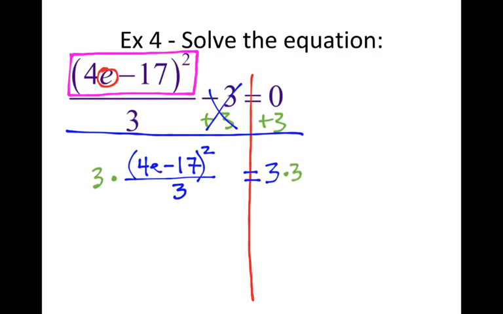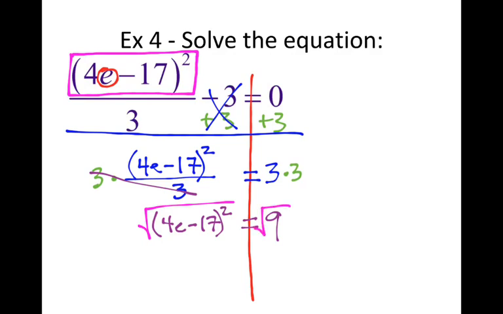On the left side, those 3's cancel each other out, so we have everything else left. 4e minus 17 squared equals 9. Okay, that's it of the stuff that was on the outside of the square. Can we get rid of the stuff that's inside the square? Not yet. Why not? Because it's inside the square. So we need to get rid of that square. How do we do that? Take the square root.